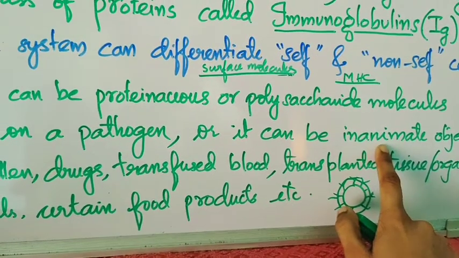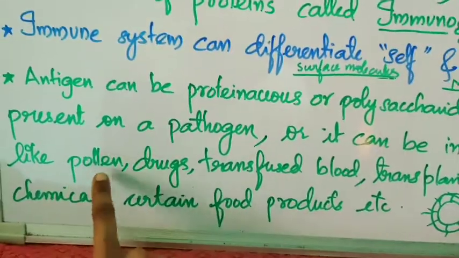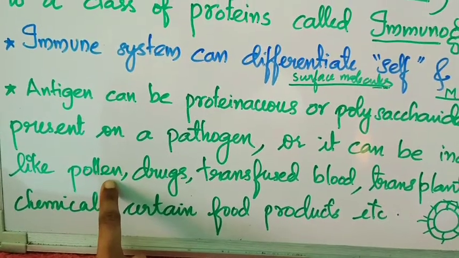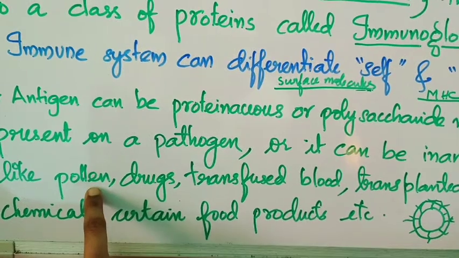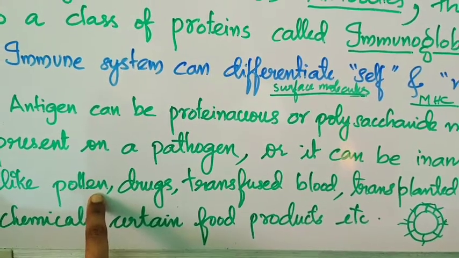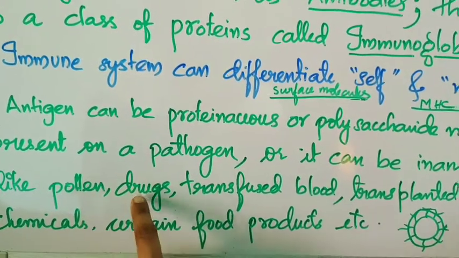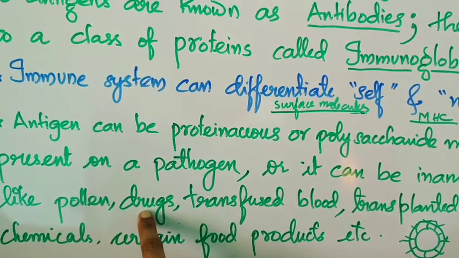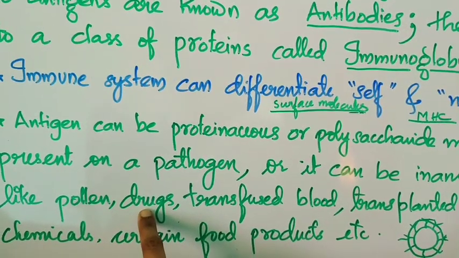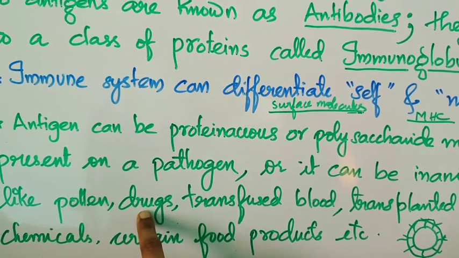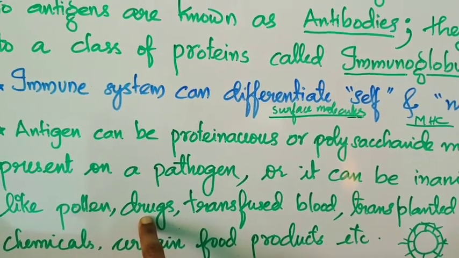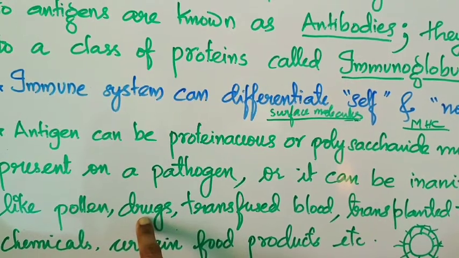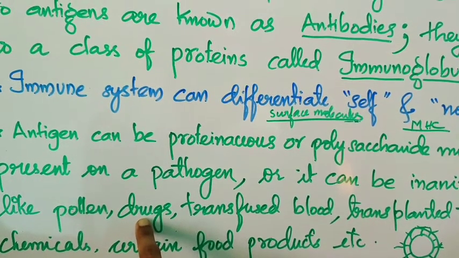Antigens can be inanimate objects too, like pollen grains. Sometimes pollen grains cause allergies in some people. Okay, so that is also an immune response. So pollen grains can also act as antigens. Drugs also can act as antigens. Sometimes, when people go to consult certain doctors, and the doctor wants to prescribe medicine to the patient, before prescribing, the doctor will ask, are you allergic to any drugs?